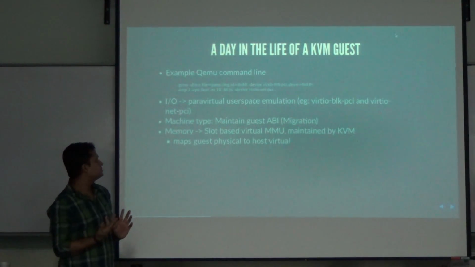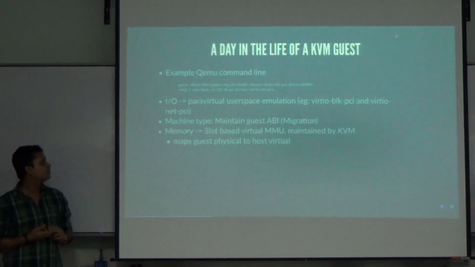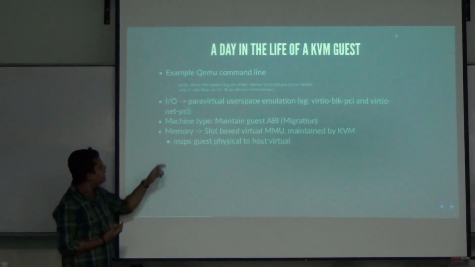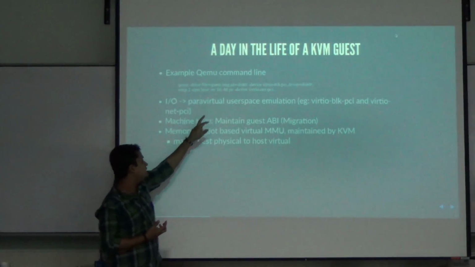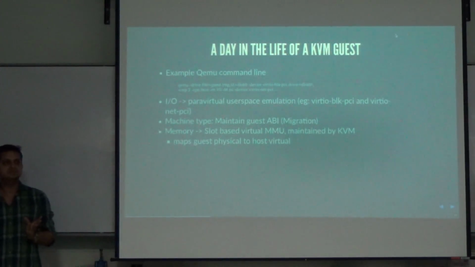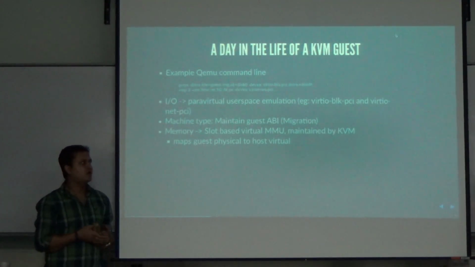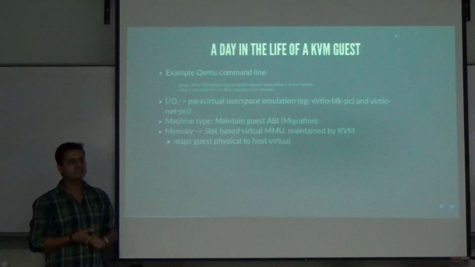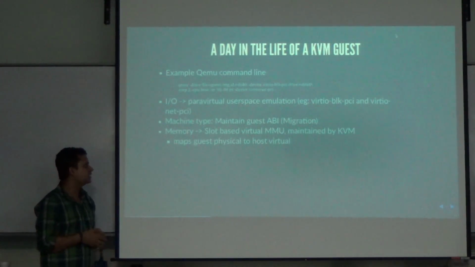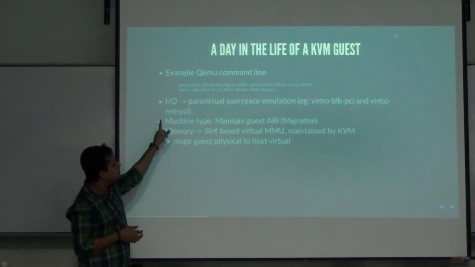They are paravirtual, so they have a corresponding device driver in the Linux kernel of the guest. And this line over here, pc, is the machine type. The machine type is basically what the guest sees in terms of the machine. This maintains guest ABI, and one of the most common uses of it is migration. So if you are migrating, then you have to maintain a machine type. M 1 gig is the memory.